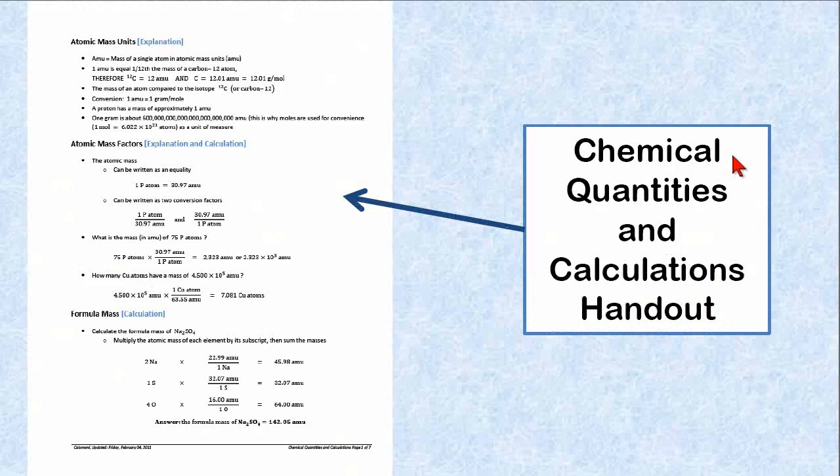Please print and have your Chemical Quantities and Calculations handout available. The handout is available in the Documents section of Sakai and is very useful to take notes with and use for a study guide, solving problems, and for the quiz. Please also have a periodic table of elements available.